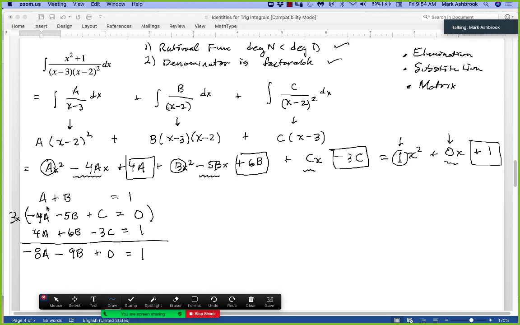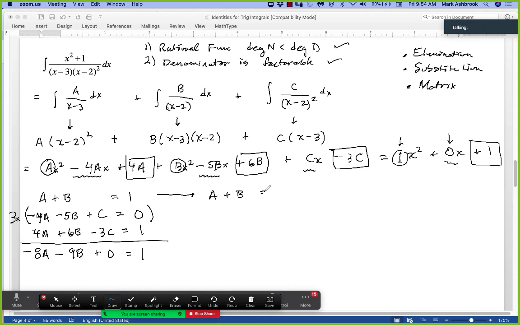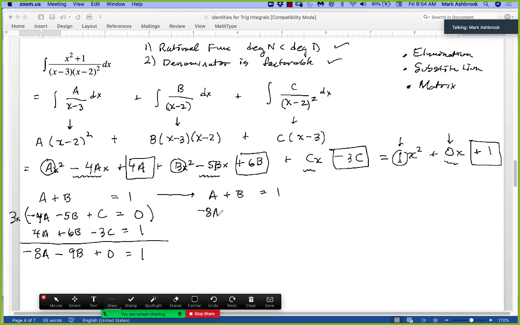So now I've got the a plus b equals 1. And I got minus 8a minus 9b equals 1 as well. And so now just to change it up here, let's use substitution, which is where I could solve for either a or b in this equation. So we'll solve for b. So this says that b equals 1 minus a. And then I can take that and plug it in for b here, and then solve for a. So it would be minus 8a minus 9 times 1 minus a equals 1.